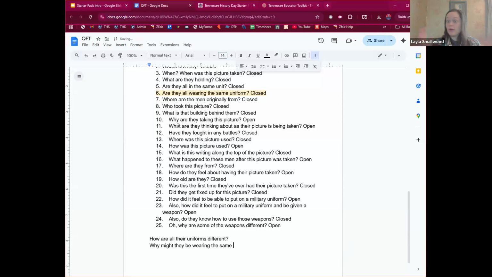Does uniform indicate rank in this picture? Is that closed or open? Well, I think that's true, that gets us into a whole series of new questions. Which is what we want students to think about. You get one question, it's going to lead you down a rabbit hole into 17 others. Yes, it was so hard not to talk about them.